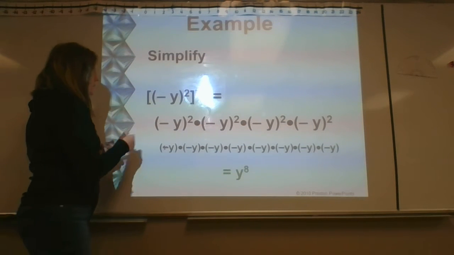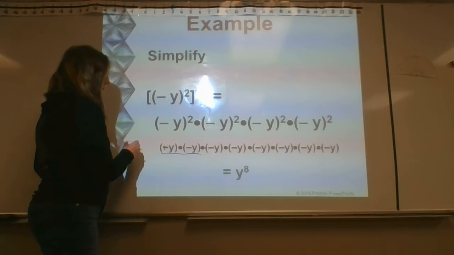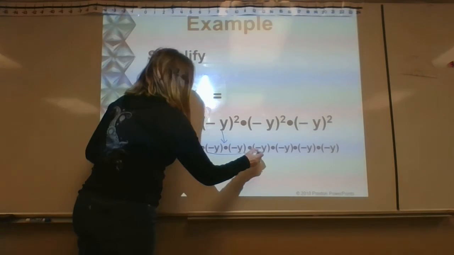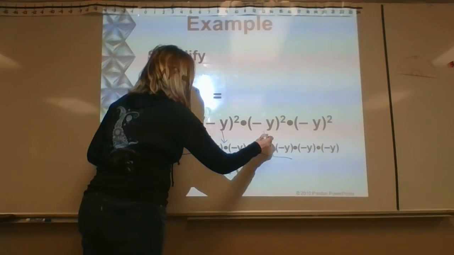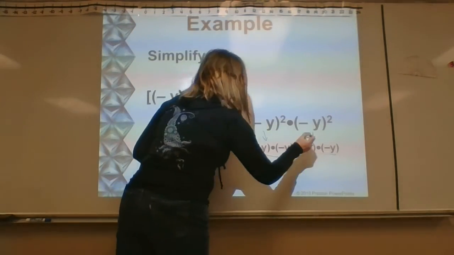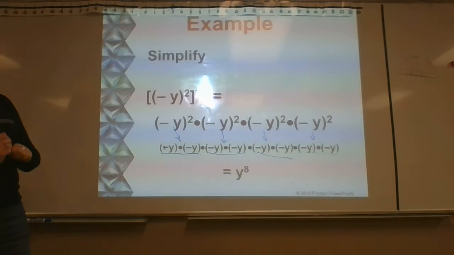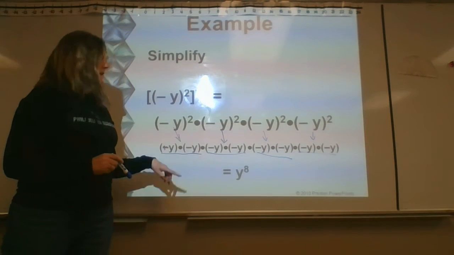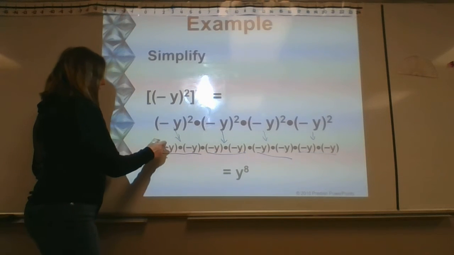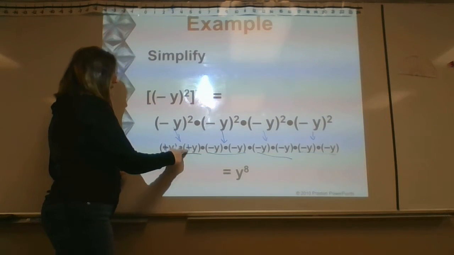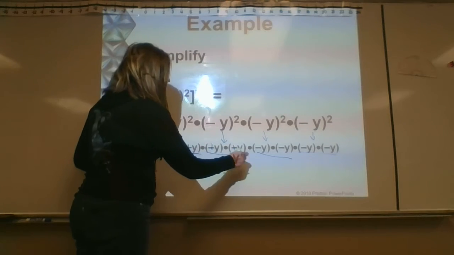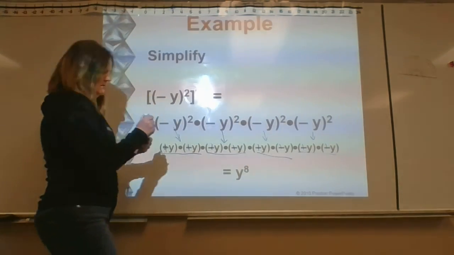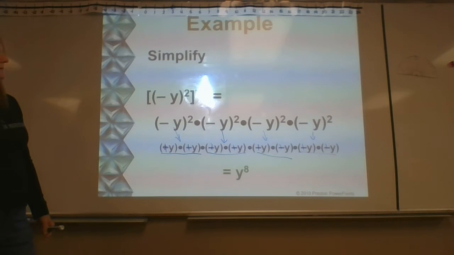So that's this one. There's negative y times negative y, and there's negative y times negative y. So we have 8 negatives. That's going to end up being a positive, because negative times negative is positive, negative times negative is positive, negative times negative is positive, and again, we end up with all positive.